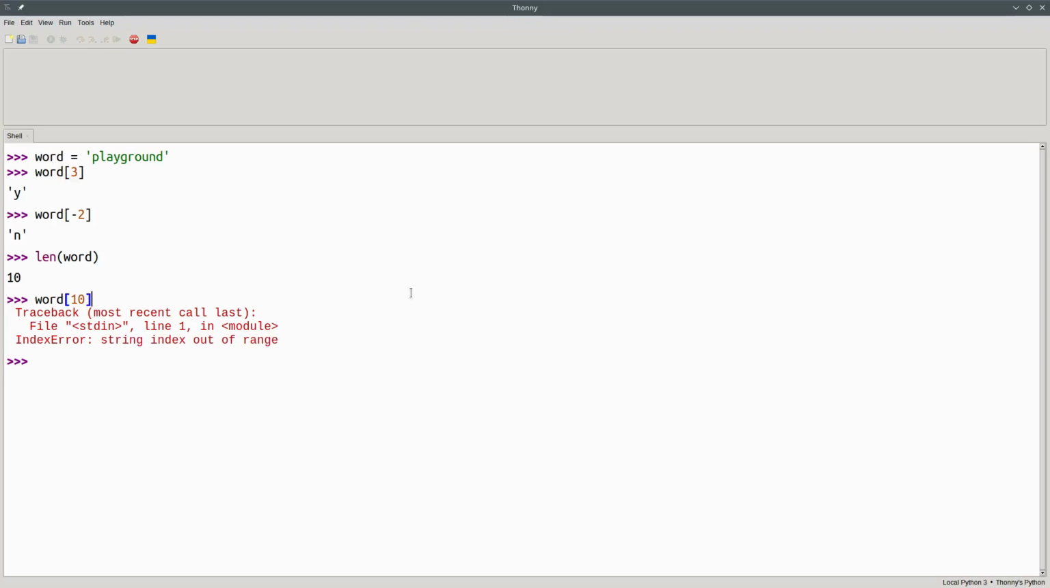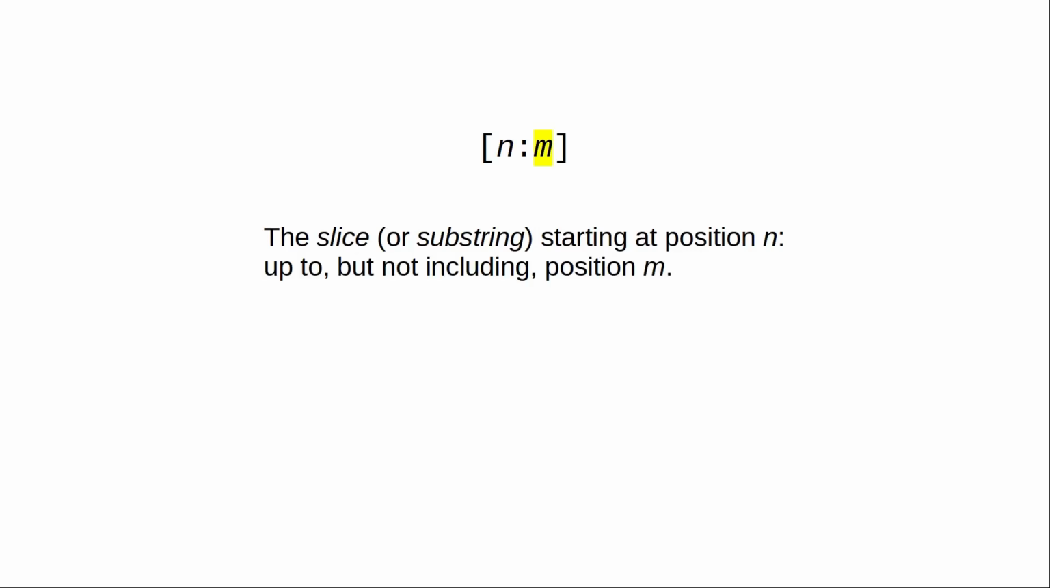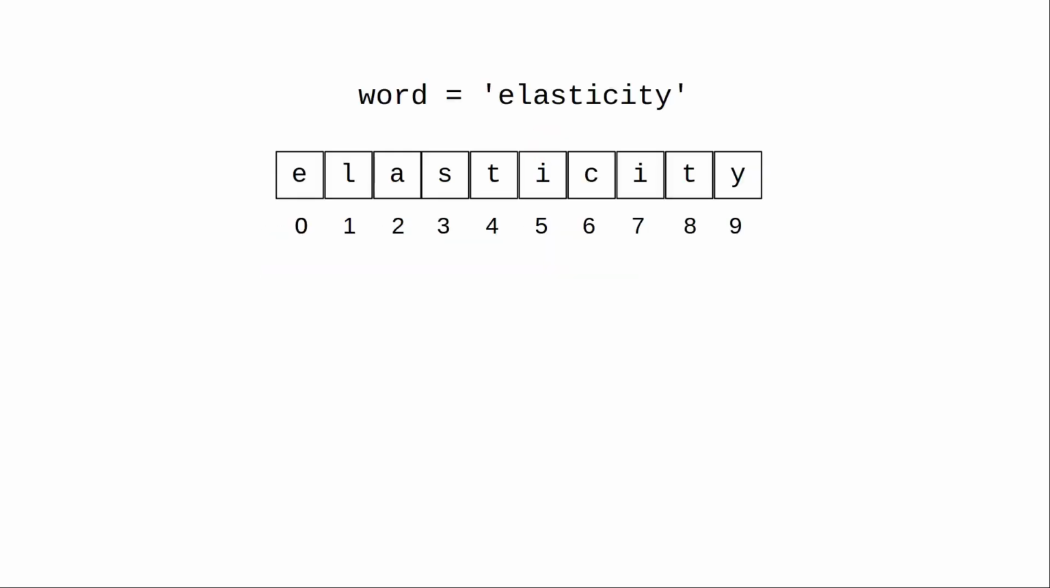We can also get several characters from a string at a time by using the slice operator. The slice operator uses this notation: 2 numbers separated by a colon inside square brackets. It gets the slice or substring starting at position N up to but not including position M. Here's a concrete example. Given this string, if we want the characters LAST, those are the letters starting at index 1 up to but not including index 5.